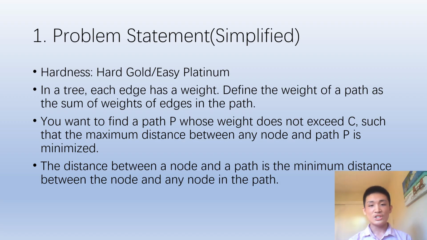In a tree, each edge has a weight. Define the weight of a path as the sum of weights of edges in the path. You want to find the path P whose weight does not exceed C, such that the maximum distance between any node and path P is minimized. Note that the distance between a node and the path is the minimum distance between the node and any node in the path.